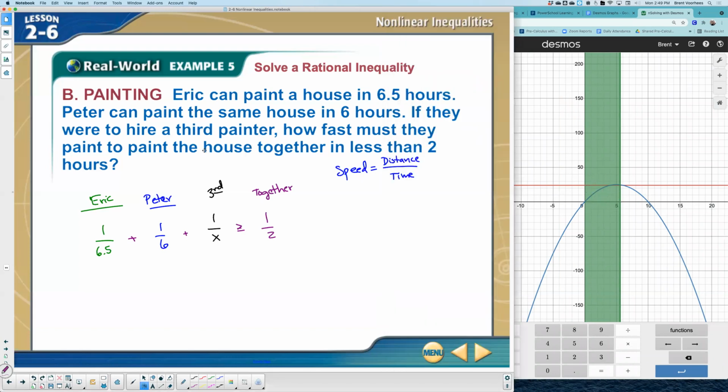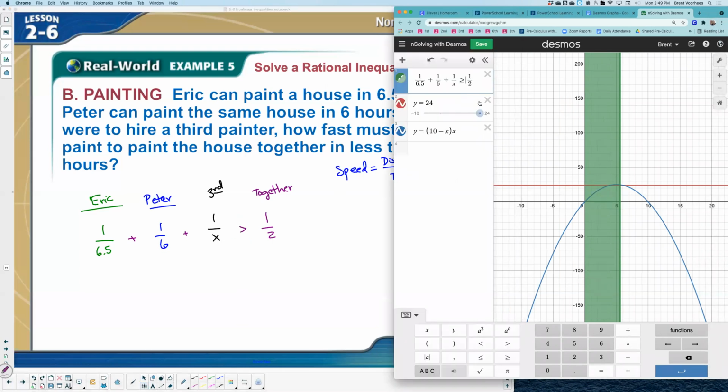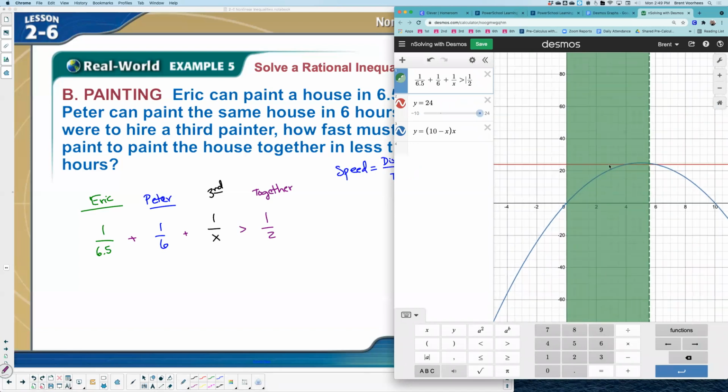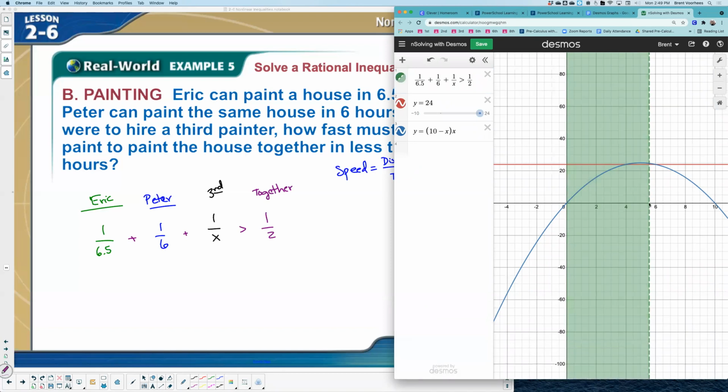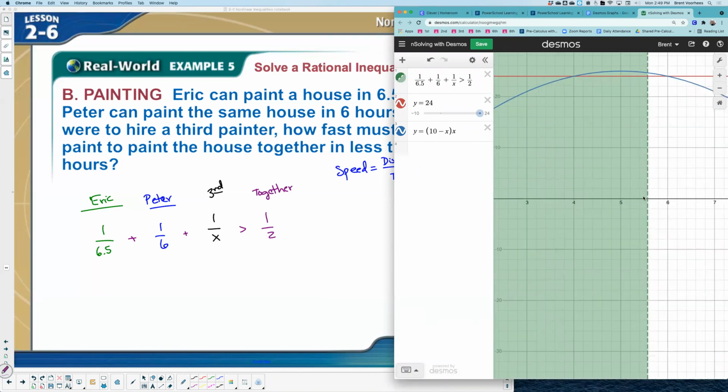And I should ask this: if the time has to be less than 2 hours, it shouldn't even have the equal to sign. I'm all off on that. It should just be the greater. I want to be faster than 2 hours. So let me take away the equal to sign. And so the person needs to paint the house in anytime less than whatever this is.